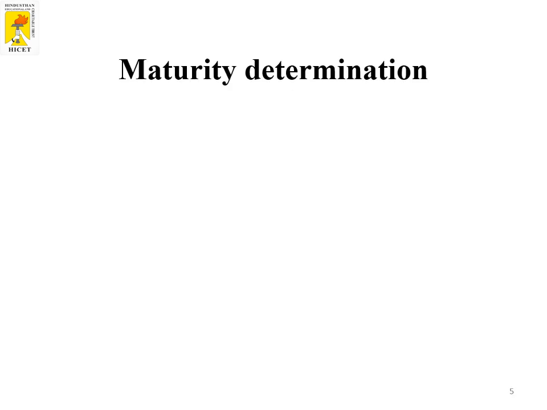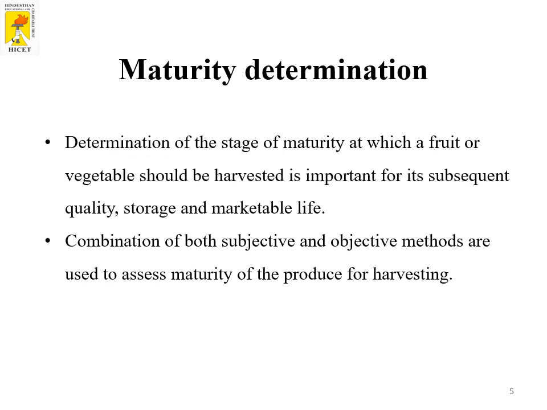Next is maturity determination. Whenever a fruit or vegetable is maturing, it has to be harvested. By identifying the correct time for harvesting, the subsequent quality, storage and marketable life can be extended. Both subjective and objective methods are used to assess the maturity of the produce for harvesting.